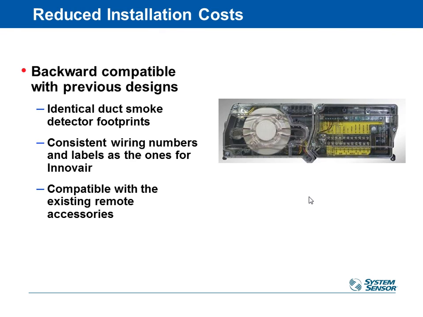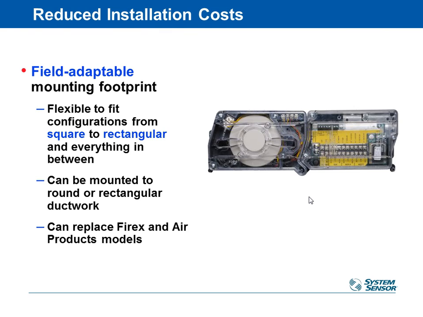All of the wiring designations match up with the previous System Sensor InnovAir product, so if you happen to be swapping one out, it won't be very confusing. It should be pretty straightforward. And if you are swapping one out and have the old wall accessories, which we'll talk about in a little bit, they are compatible with this newer detector. I say newer, this has probably been out for maybe 4 or 5 years for this Flex version of it.